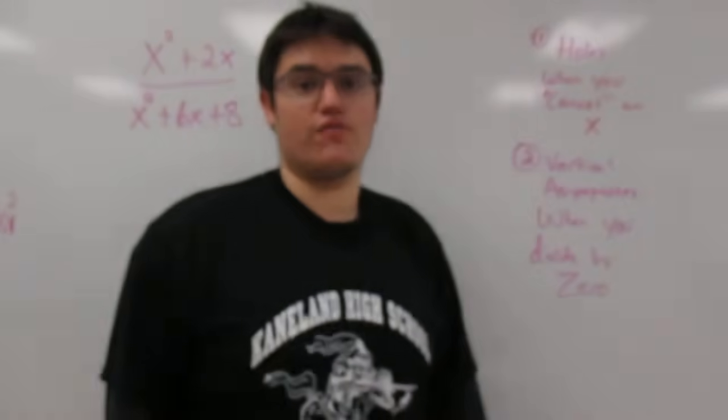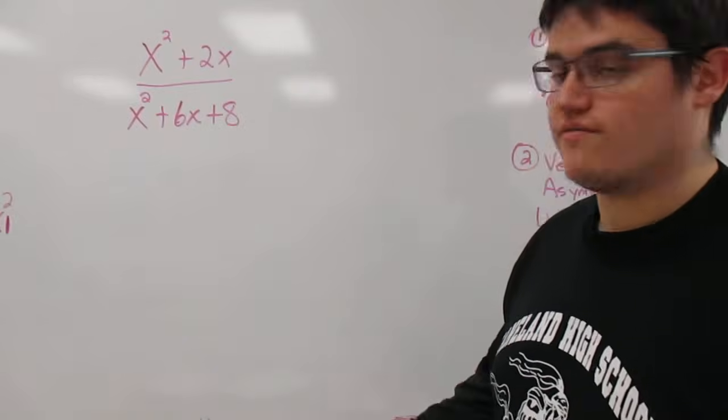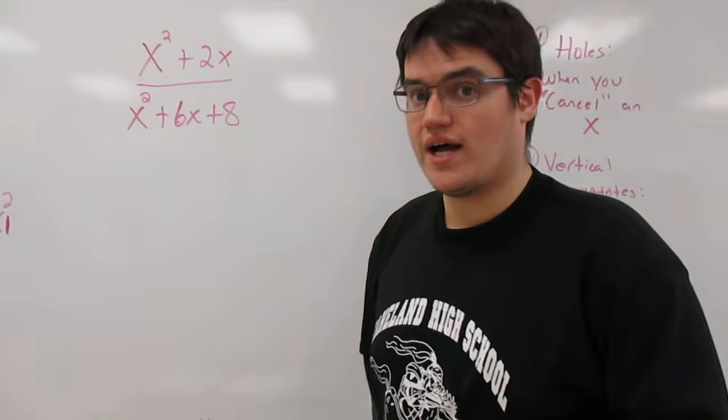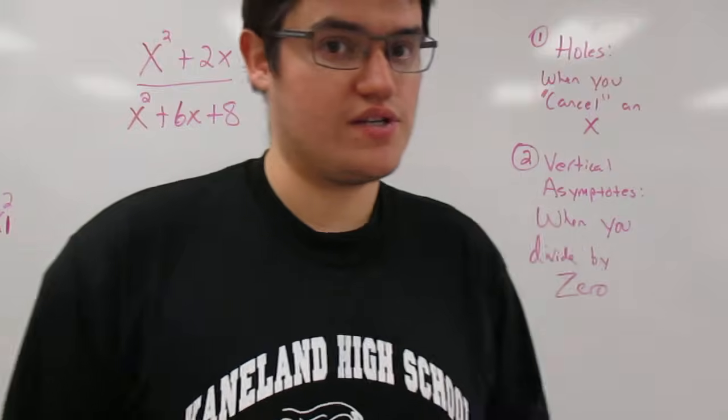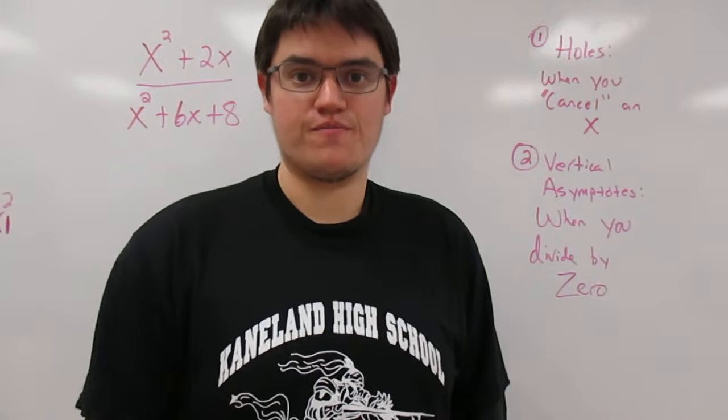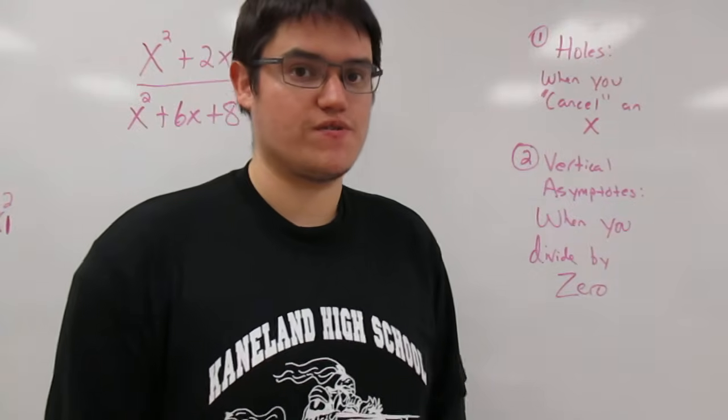Okay, today we're going to learn how to find holes and vertical asymptotes of rational expressions and then eventually equations. And then we're going to combine this with stuff that we're going to learn later on: horizontal asymptotes, x-intercepts, y-intercepts. And we're going to take all these together to make graphs, or be able to graph rational expressions.